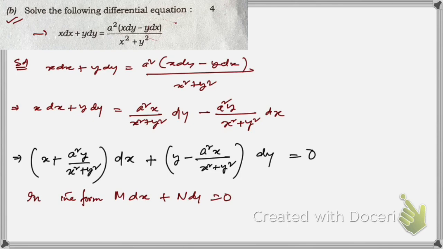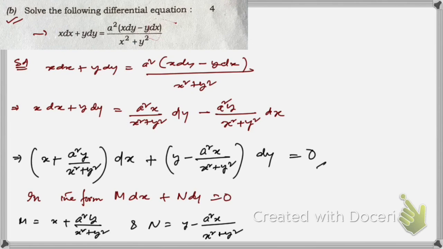So now if you compare these two equations, then you will get m is equal to x plus a square y by x square plus y square, right? Then let me write it properly. Then you will get n is equal to y minus a square x by x square plus y square. That's what you will get.